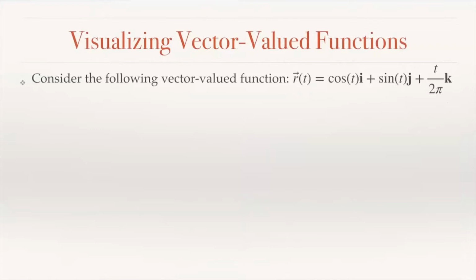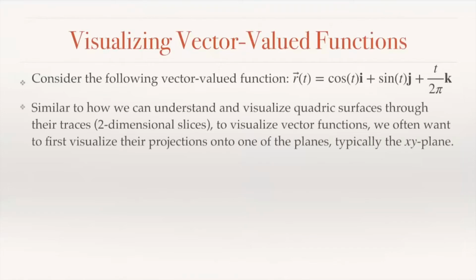Okay, let's consider this vector-valued function. And let's try to visualize what it looks like. So similar to how we can understand and visualize quadratic surfaces through their traces, to visualize vector-valued functions, we often want to first visualize their projections onto one of the planes, typically the xy plane. And then we can add the z component in and see how it moves up and down depending upon what t is in the z direction above the projection onto the xy plane.